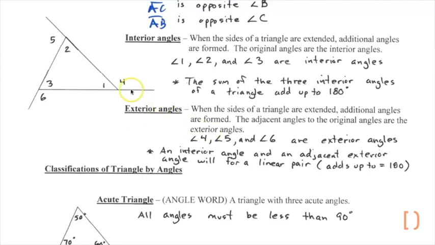The exterior angles don't add up to 180, but if you combine an interior and exterior angle, they equal 180 because they form a linear pair. All the inside angles add to 180, and then any interior angle with an exterior angle is also 180.